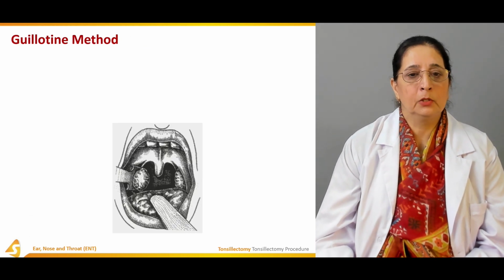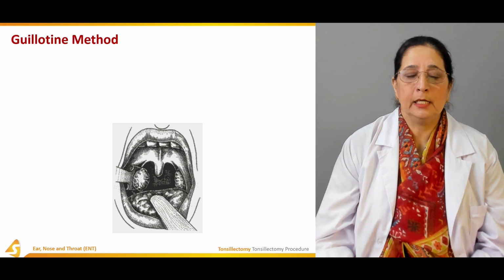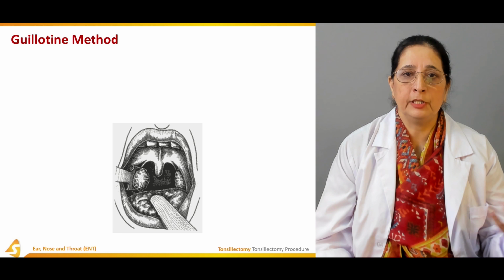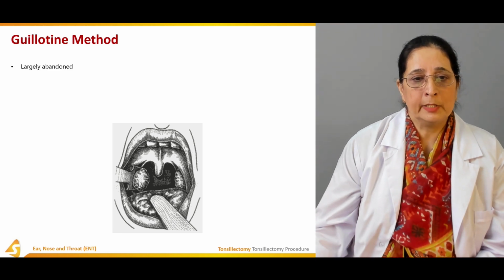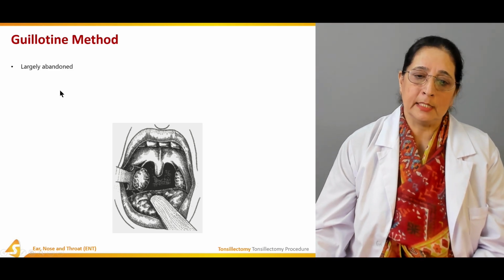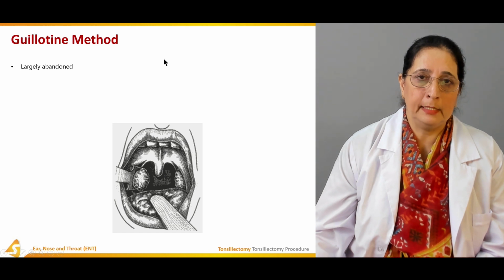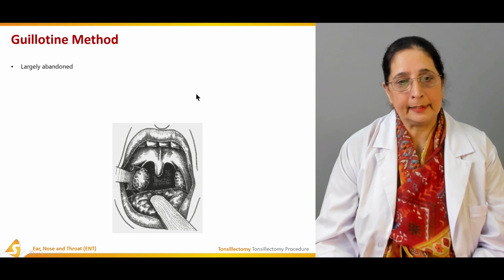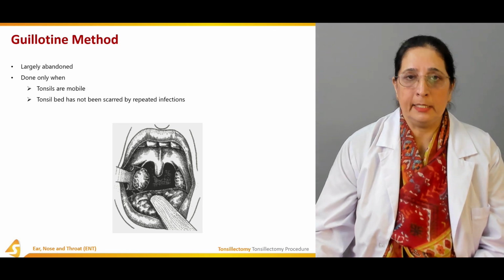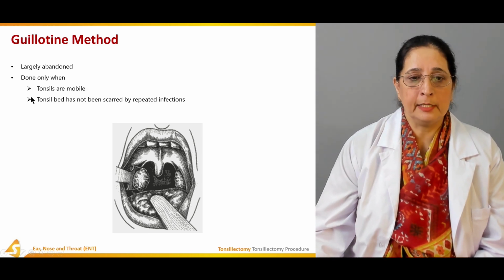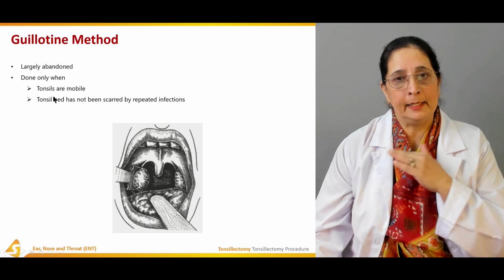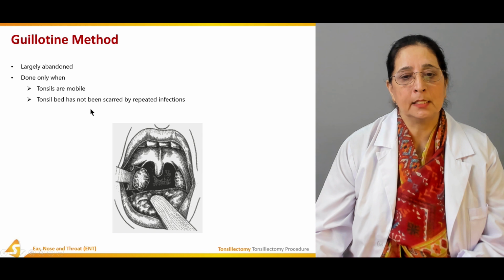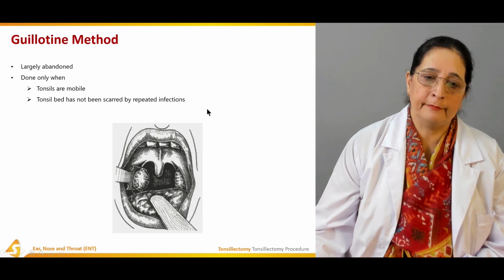Next is the guillotine method, which is another cold method. This is done for tonsils which are mobile, so it's largely abandoned. Now this method is not very commonly used. The guillotine method can be done only when the tonsils are mobile, they are moving, and the tonsil bed has not been scarred by repeated infection.